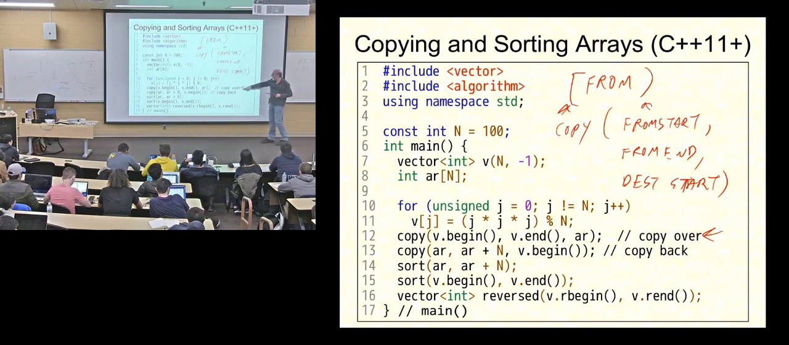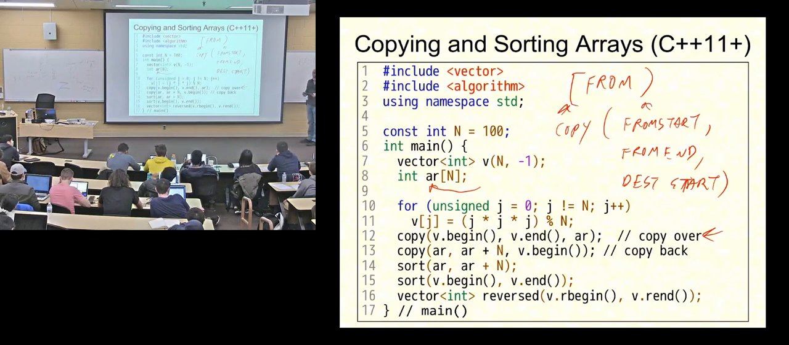And then for the destination, so I say copy from V begin to V end is where I'm going to copy from. The destination is going to be AR. That's the start of the destination. AR, remember, is a pointer to the beginning of the array. No size checks. If vector is size 1,000 and AR is size 100, that's your fault. That's not copy's fault.